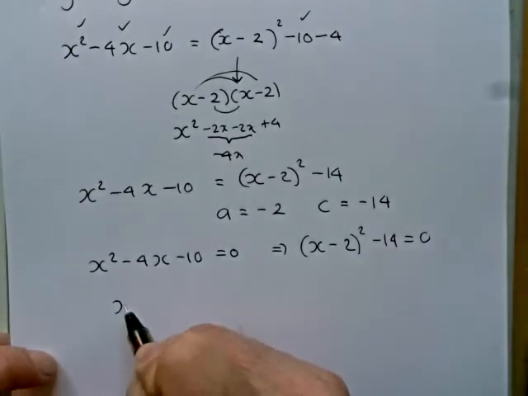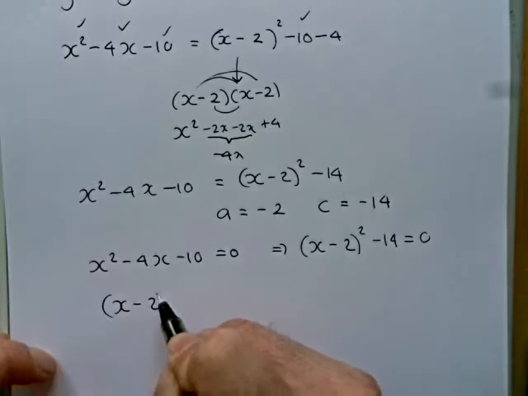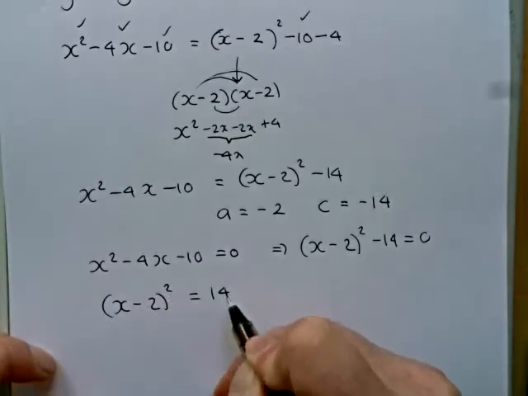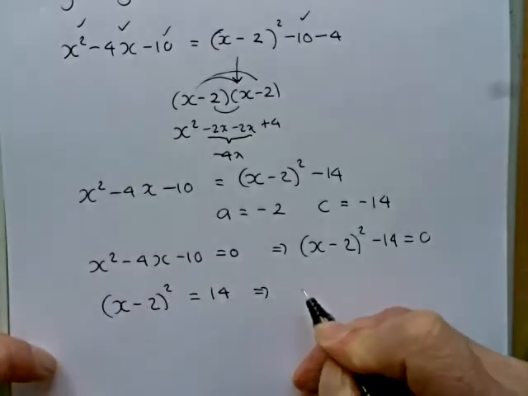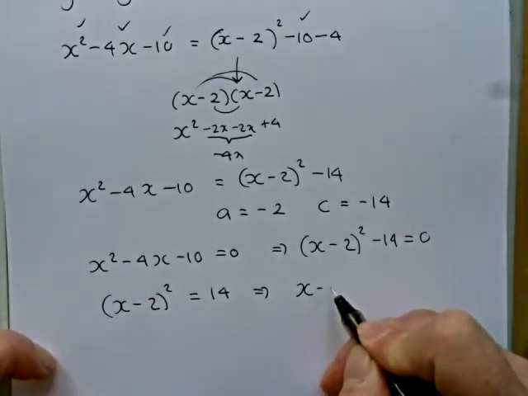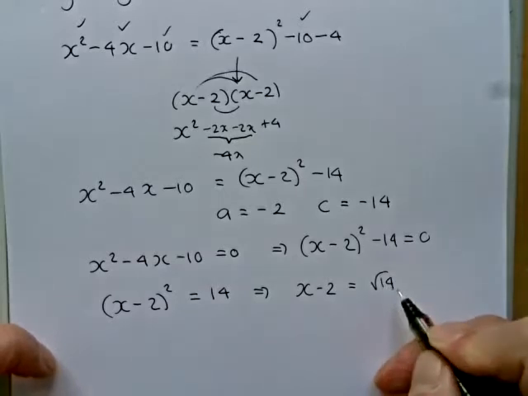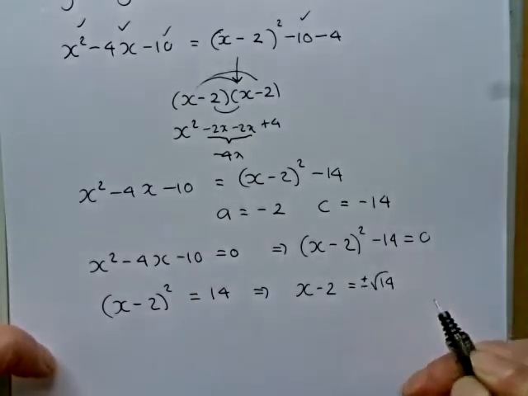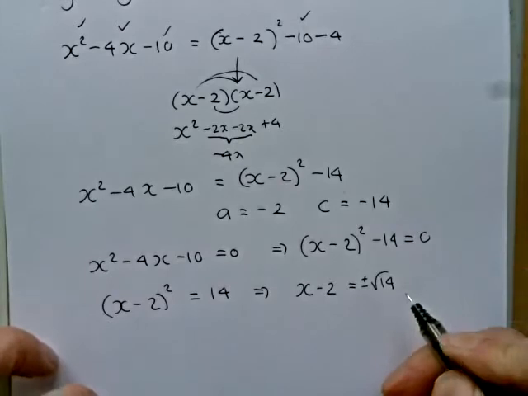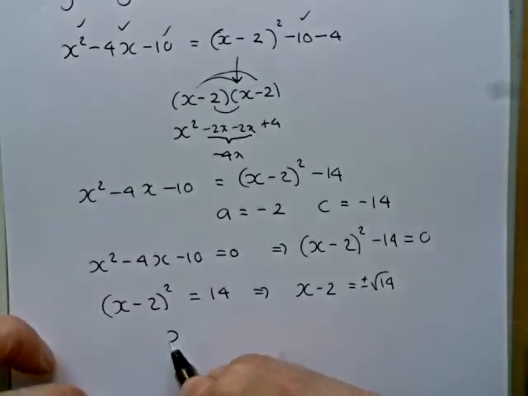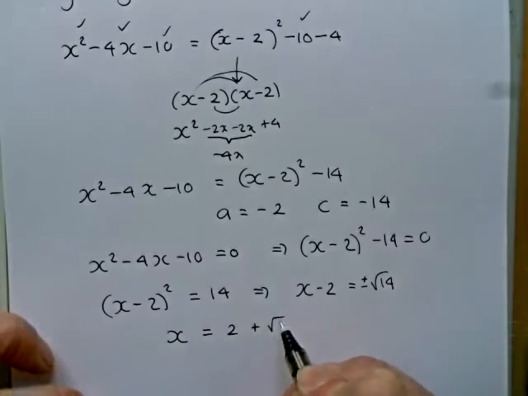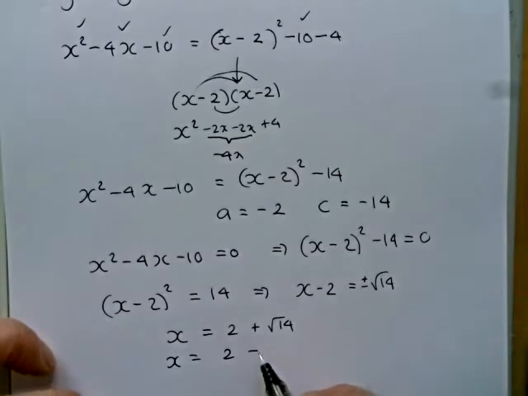So if I rearrange this slightly, we've got x minus 2 squared equals 14, and then if I square root both sides, I have x minus 2 equals the square root of 14, plus or minus, because a negative squared, as we know, gives us a plus. So we have two answers then. We have x equals 2 plus root 14, or we'll have x equals 2 minus root 14.